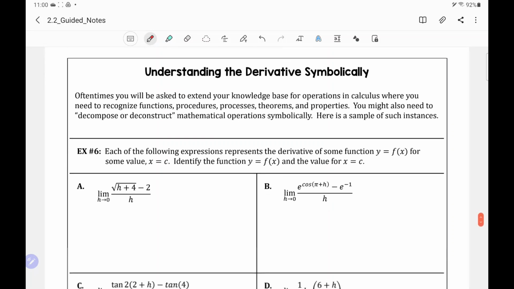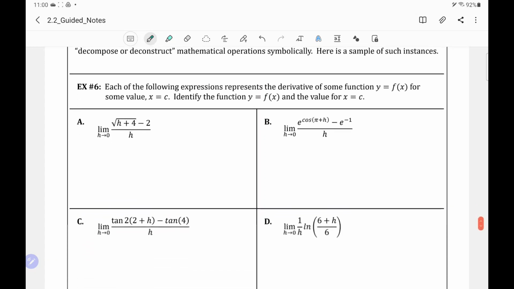Understanding the derivative symbolically. Oftentimes you will be asked to extend your knowledge base for operations in calculus where you need to recognize functions, procedures, processes, theorems, and properties. You might also need to decompose or deconstruct mathematical operations symbolically. Here is a sample of such instances. So this is what we're going to do.